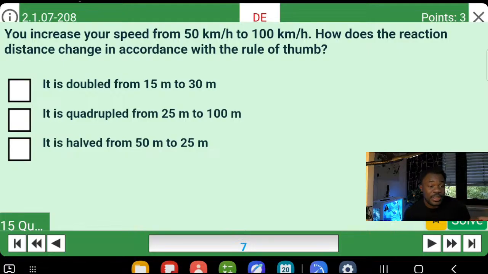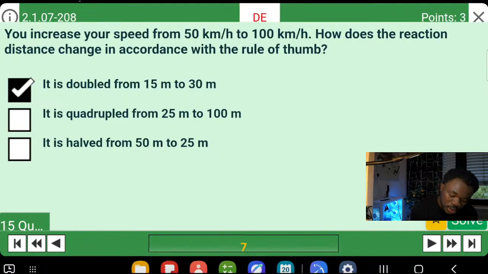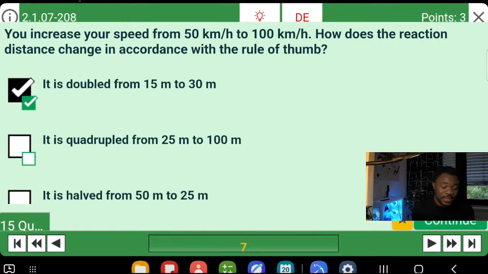When it comes to reaction distance, what is the formula? The formula is the speed traveling divided by 10 times 3. Now, remember, they're asking us how does the reaction distance change in accordance to the rule of thumb? When you go for the exam, don't be in a hurry to pick the answer. Read the question and know exactly what they're asking from you. It will help you answer the question correctly. Our correct answer is number 1. How do we know number 1 is the correct answer? Because it tells us it doubled from 15 meters to 30 meters.